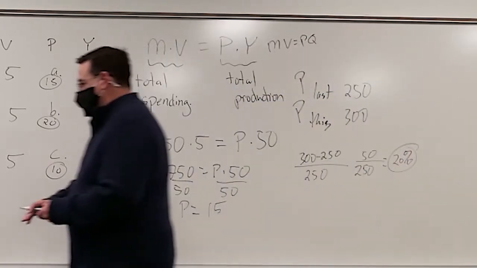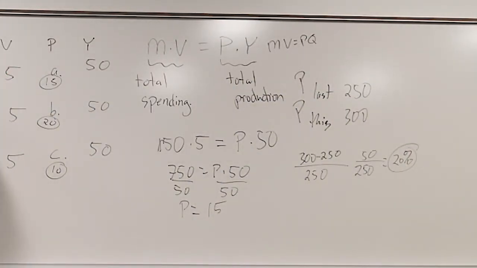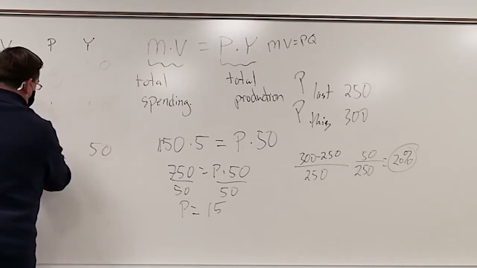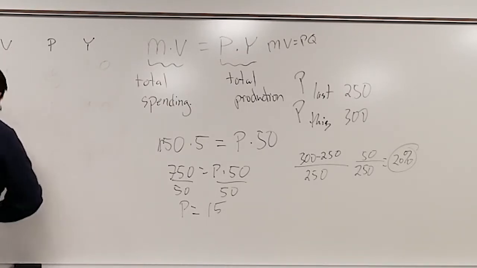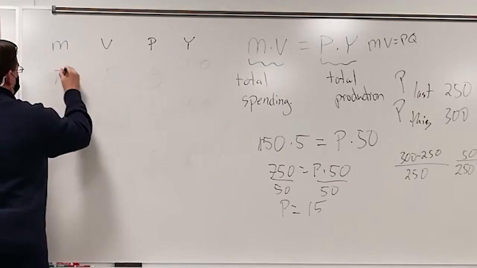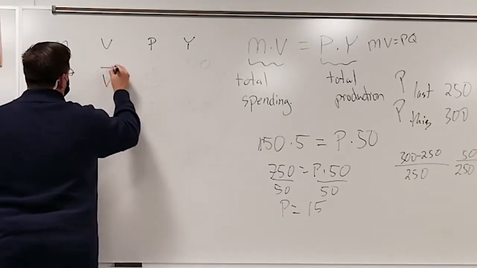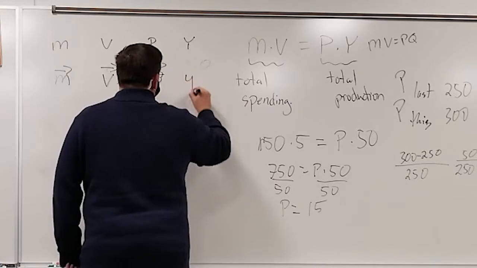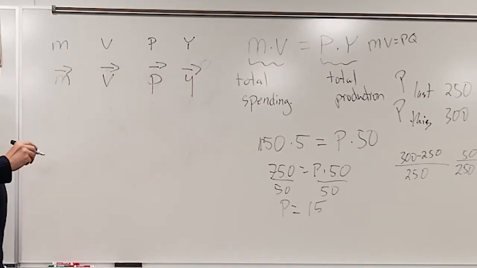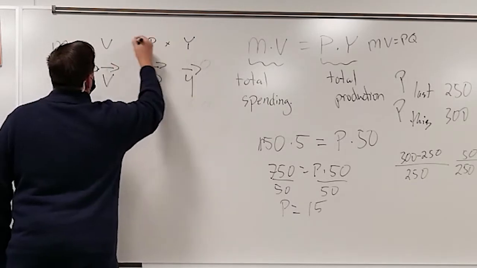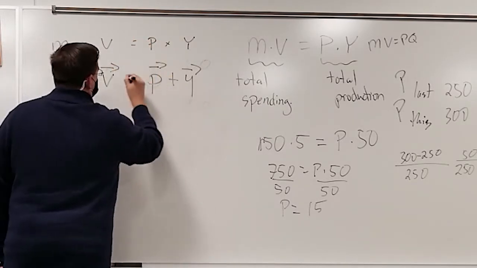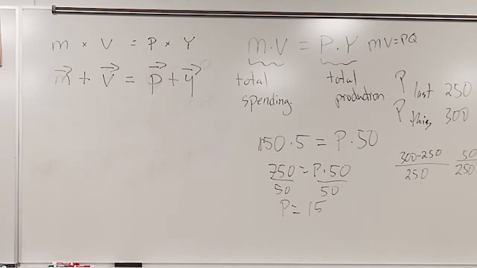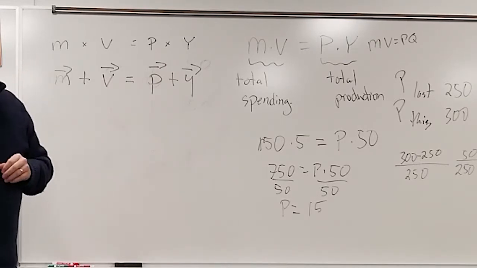Okay, so we're going to translate all of this into rates of change instead of absolute levels. So we will say that the rate of change of the quantity of money and the rate of change in velocity and the rate of change in the price level and the rate of change in output are all related, but instead of by multiplication, they're related by addition when we look at the rate of change. And this, again, comes from the Euler equation, which you can look up.